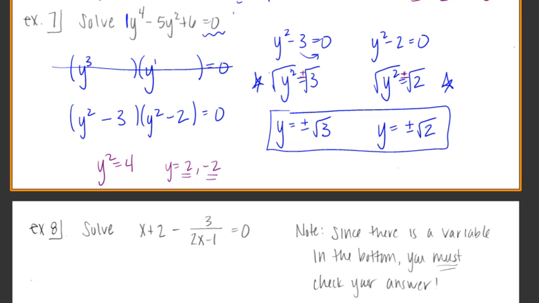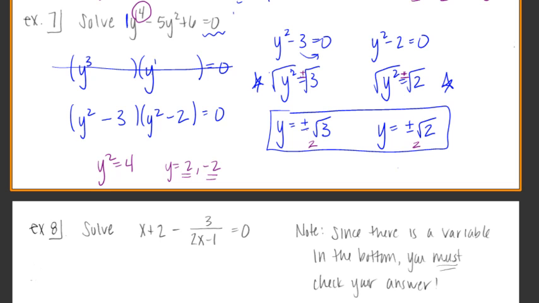And look at this. How many answers are we getting? We have y to be a positive square root of 3 and a negative square root of 3. So there's 2 answers coming there. A positive square root of 2 and a negative square root of 2. There's 2 answers. There's a total of 4 answers. Go back to the original problem. That highest exponent was a 4, telling you that you're going to get at most 4 solutions. And we got all 4 of them.